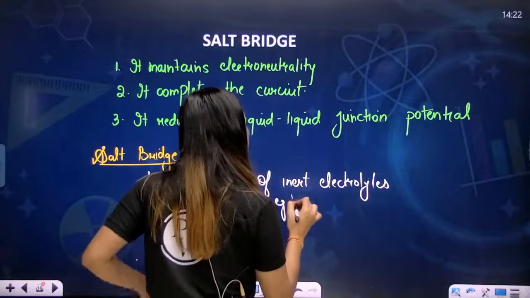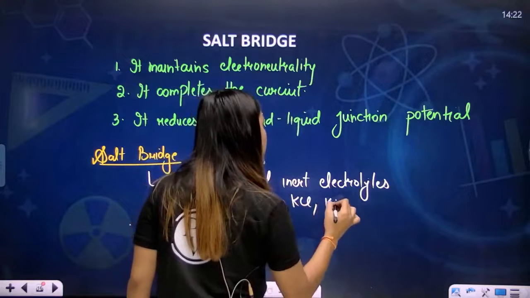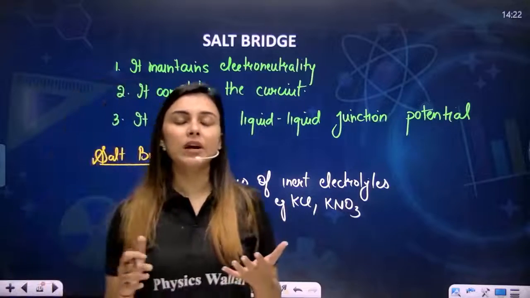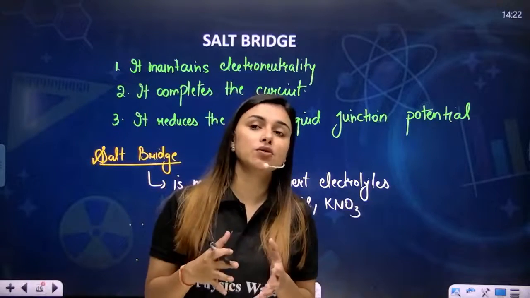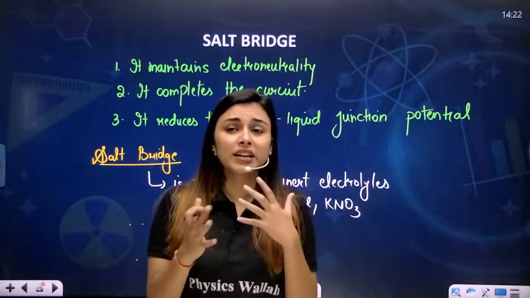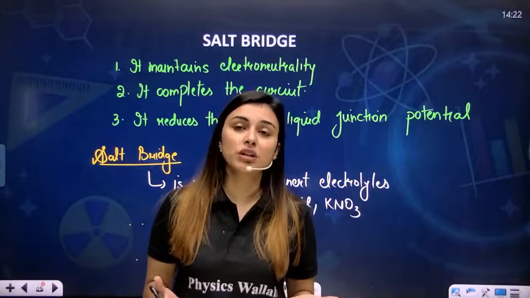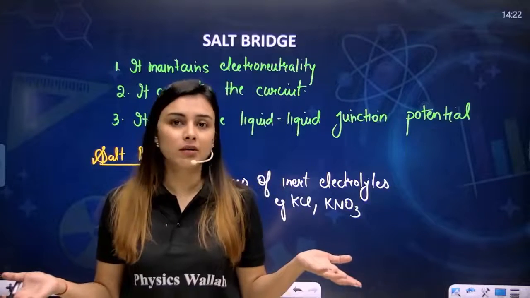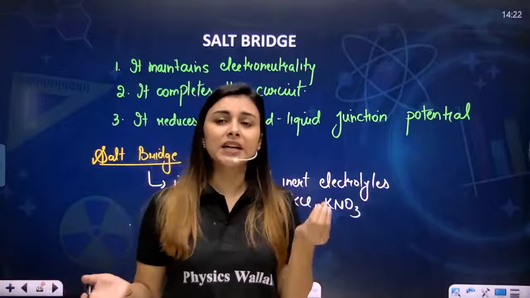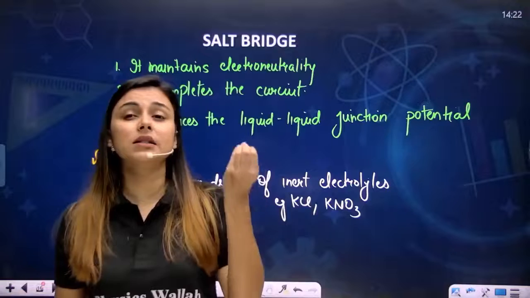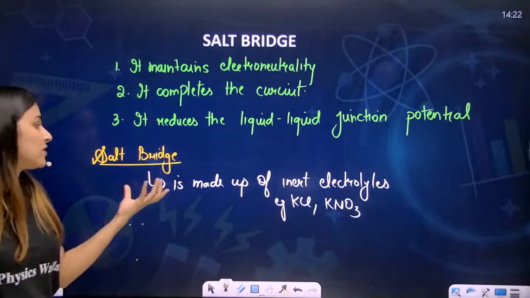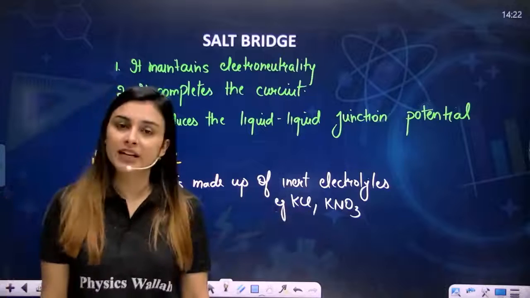Example, KCl, KNO3, etc. Now, what do they mean by inert electrolytes? Inert electrolytes are the electrolytes which do not react with the aqueous solution ions. If they react, then the whole functioning would be ruptured, right? So we need such electrolytes whose ions do not interact, do not react. So that is the reason you need a salt bridge which is made up of inert electrolytes.